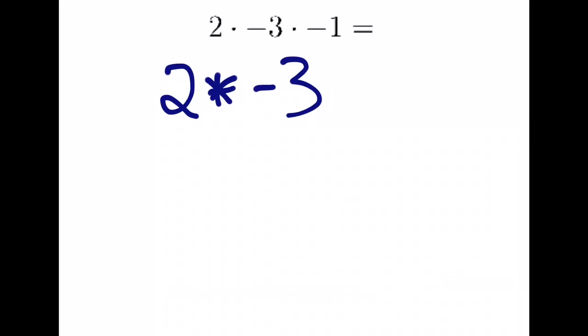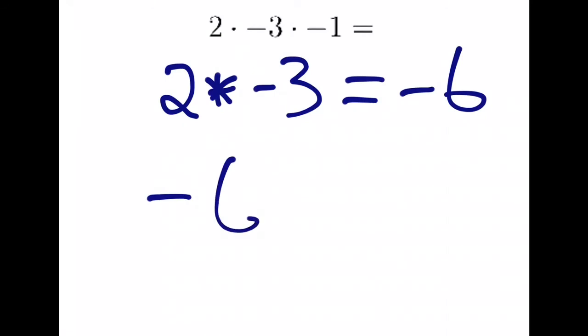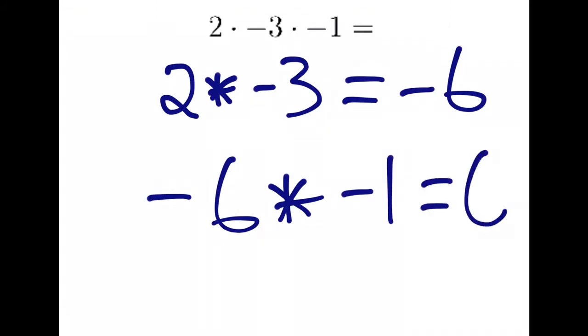But what about when there's 3 numbers instead of 2 numbers? Do they all have the same sign or different signs? There's 2 different approaches. You could go left to right and deal with 2 numbers at a time. So change this to 2 times a negative 3 first, which we see they do have a different sign. So that's going to give me a negative 6. And then you take the next step and multiply your result by the negative 1. We see these 2 numbers have the same sign, so it's going to come out as a positive 6. And that would be my final answer.